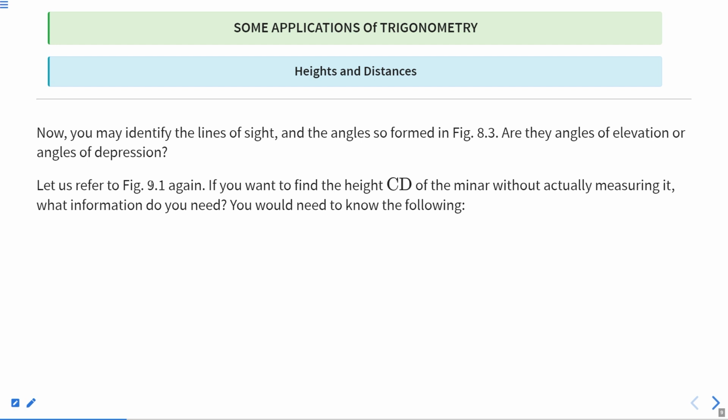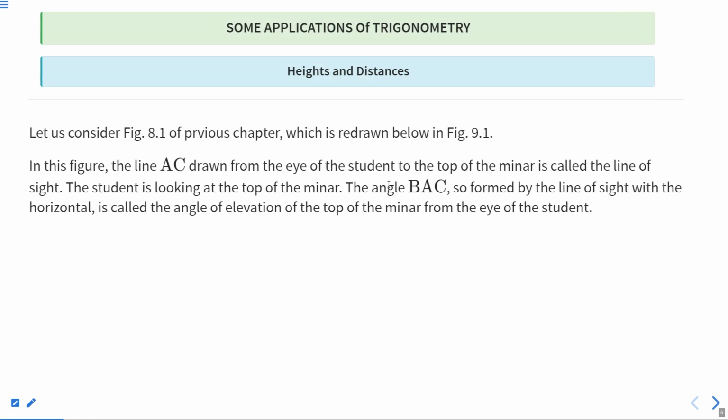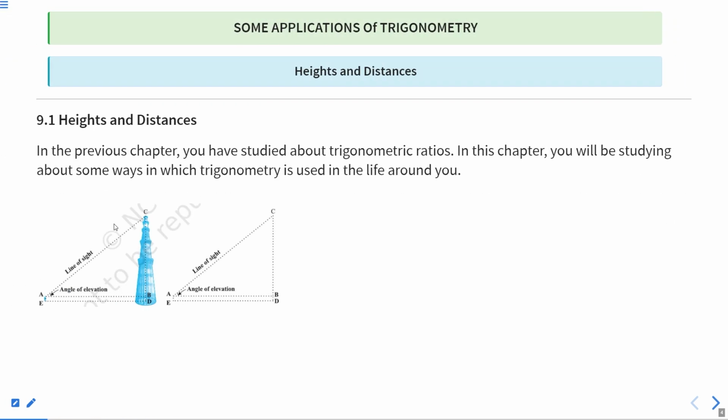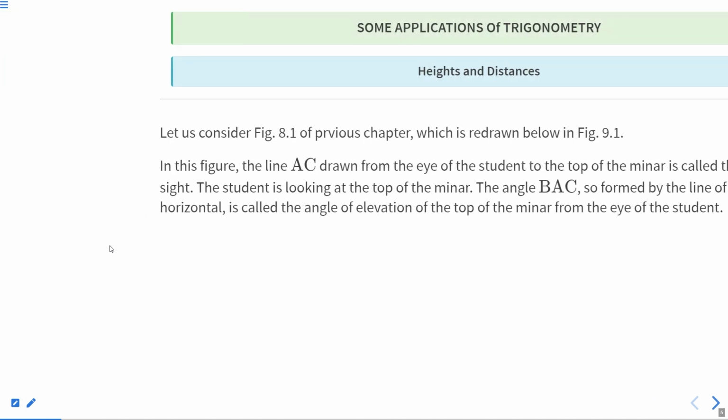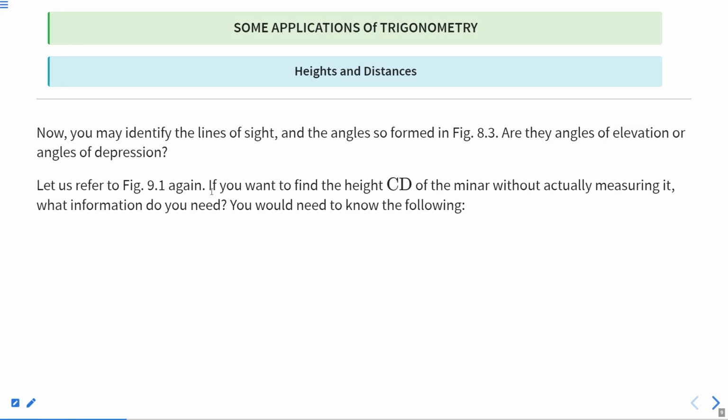So let us refer to figure 9.1 again. If we want to find the height, here AC is the line of sight, AB is the horizontal level, and BC is the height of the Qutb Minar. Again, we want to find the height CD of the minar without actually measuring it.